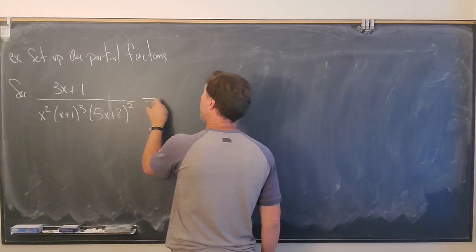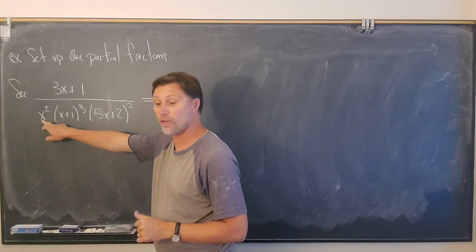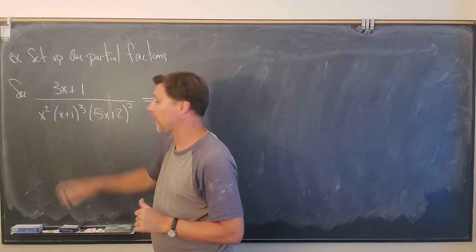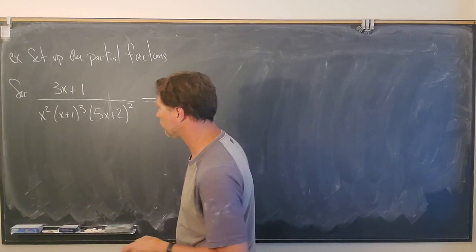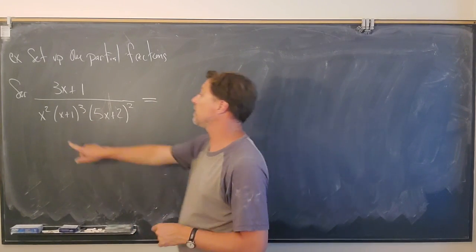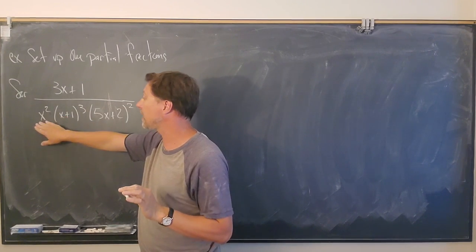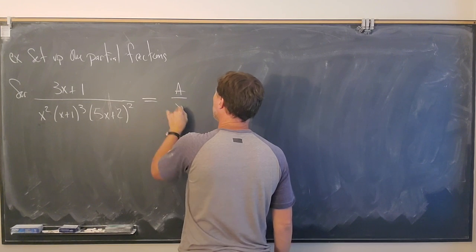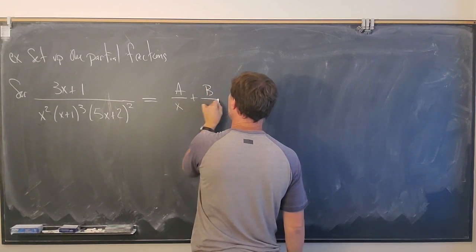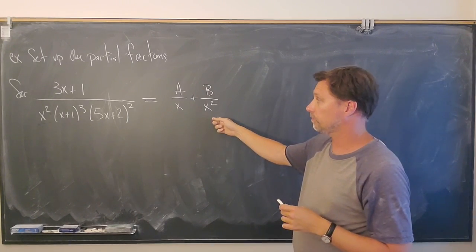Okay, so now what we do is we go factor by factor. Here's our first repeated factor. It's an x. You can think of that as 1x plus 0, right? So there's our first factor. Now, because it's raised to the second power, there are going to be two partial fractions that we write down corresponding to that term. So it will be a over x plus b over x squared, ascending powers.